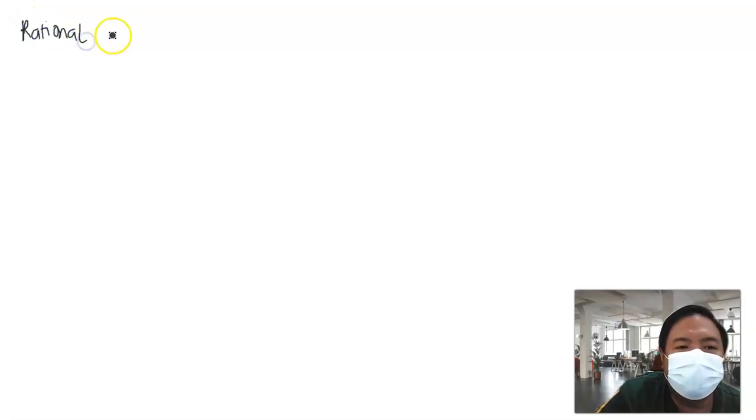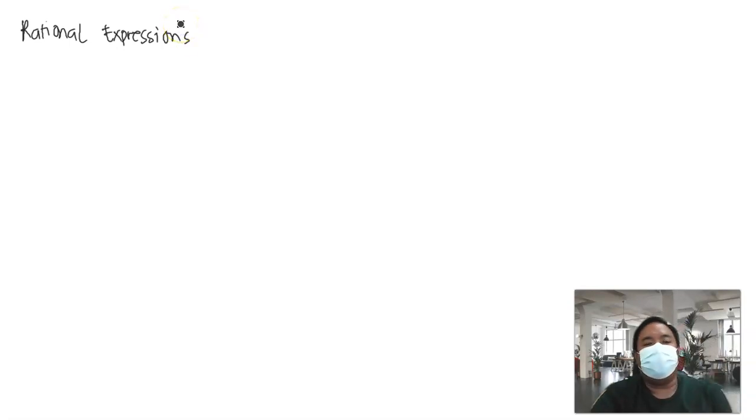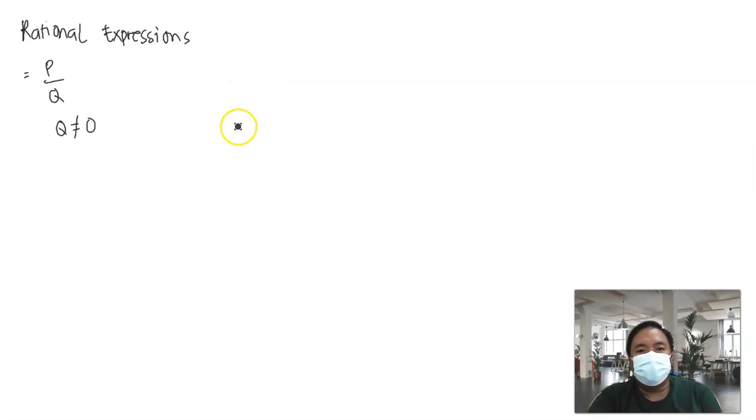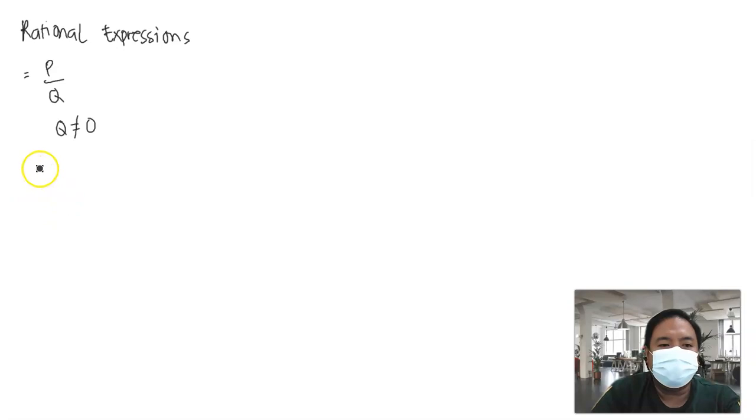So, sabi nga natin, for the rational expressions, this will be a representation of the polynomial p over q, wherein q must not be equal to 0. So, q is not equal to 0 because if your denominator will be equal to 0, then your answer will be undefined. Very good.